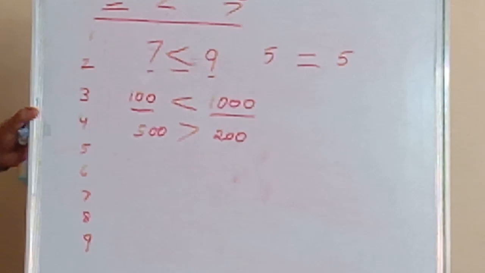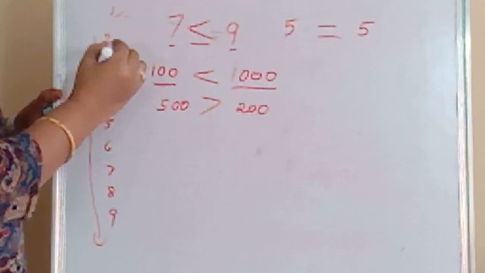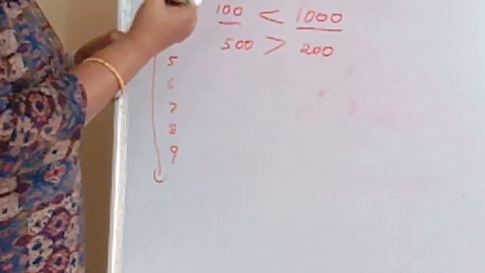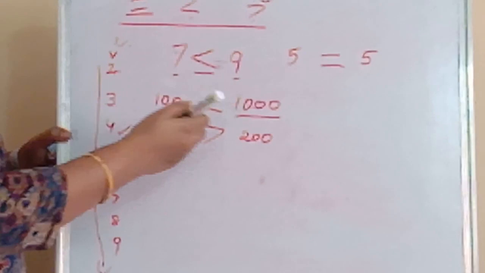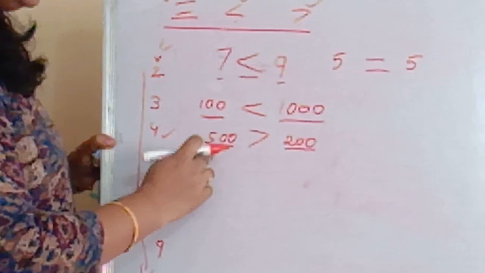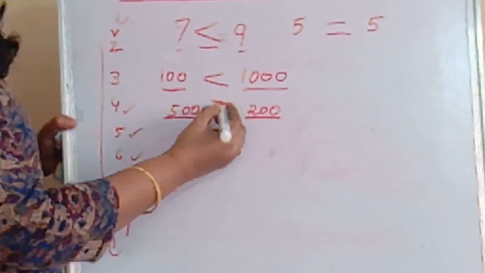So 1 is small. Next, 2 is small, but 2 is bigger than 1. Like that, 3 is bigger than 2, 4 is bigger than 3, 5 is bigger than 4, 6 is bigger than 5. If you know this order, easily we can represent which is big and which is small. First, I am taking 500 and 200. Here 5 is bigger than 2, because both are 3-digit numbers. So that's why I am writing like this.